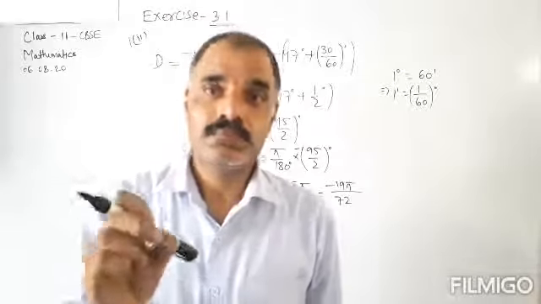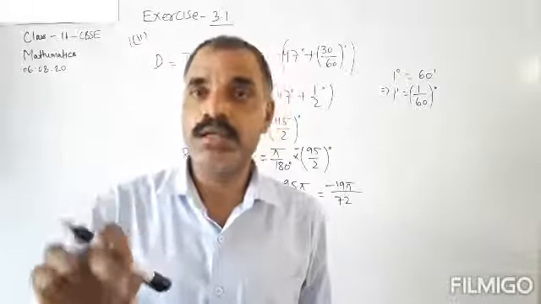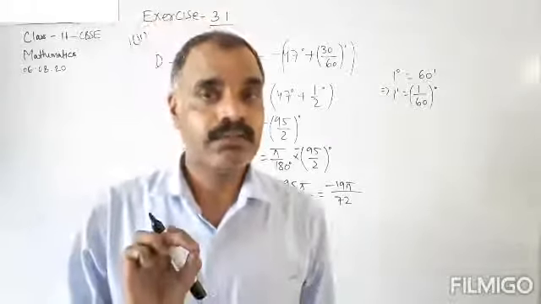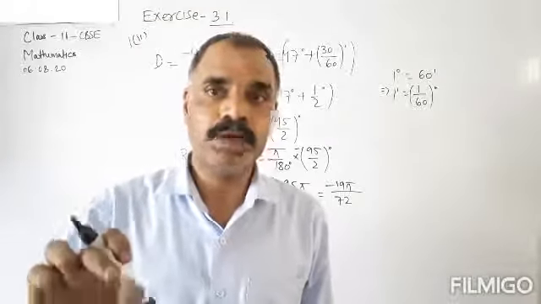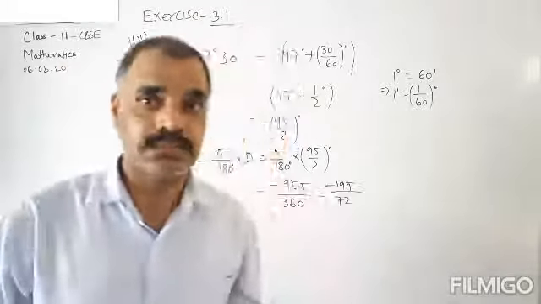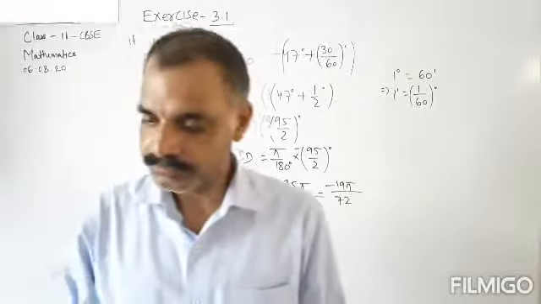This can further be solved by using the value of pi, that is 22 by 7. After using the value pi equal to 22 by 7, this can be solved, but this is the correct answer. Now let us take another question.